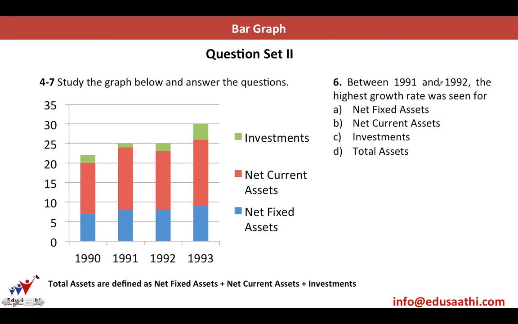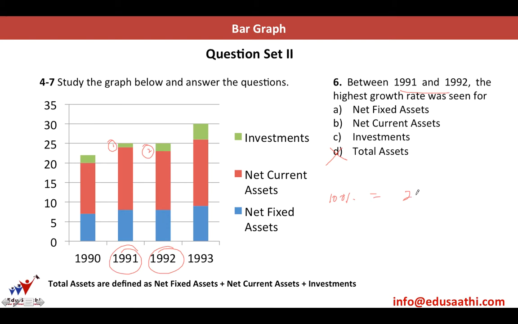Between 1991 and 1992, so I have 1991 here and 1992 here, the highest growth rate was seen for. As I see, total assets cannot be the answer because total assets remained same in this period. Investments were 1 in this 1991 period and 2 for this 1992 period. So there was a 100% increase. How did I get 100%?